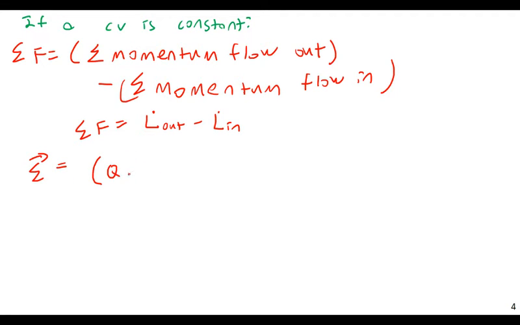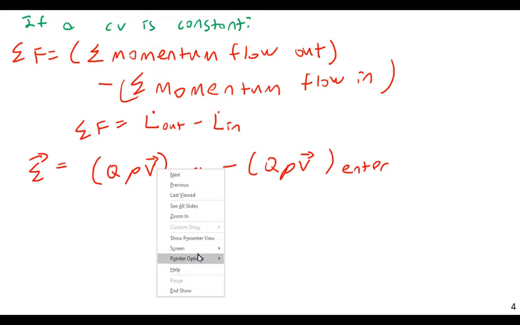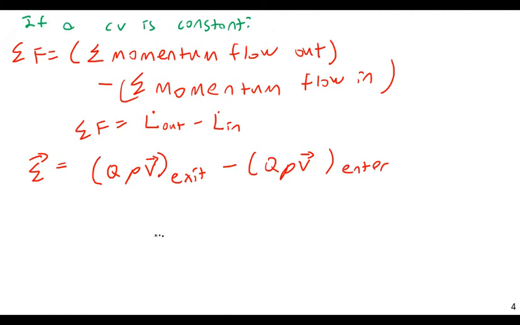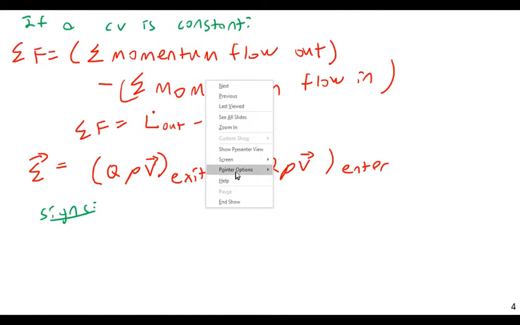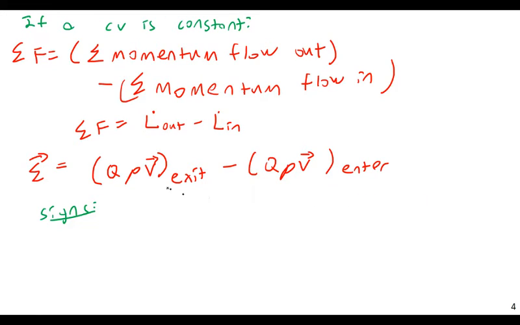would be Q times rho V exit minus Q rho V enter. And then the sign convention would be something like, well, positive for anything exiting the control volume, and negative for anything entering. So positive for exit, and negative for enter.